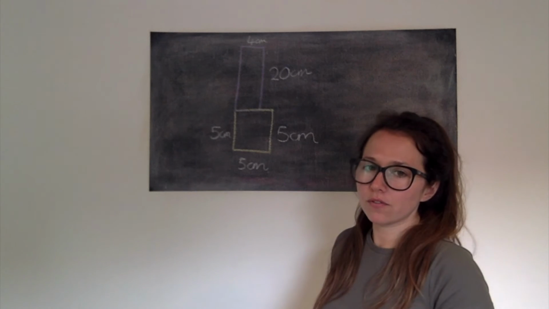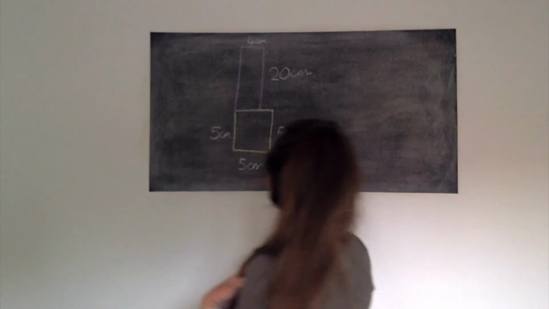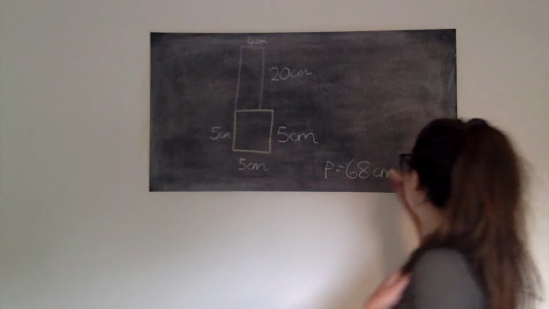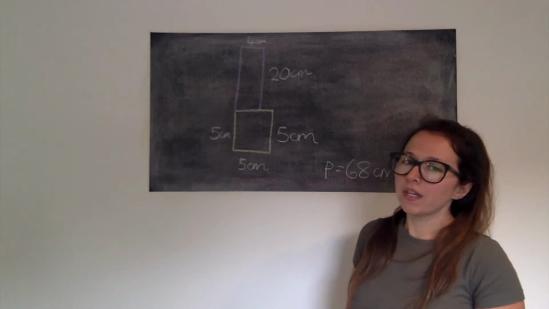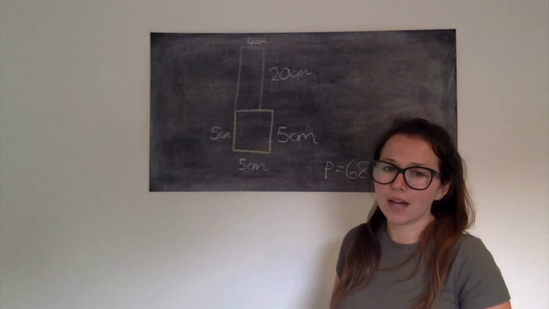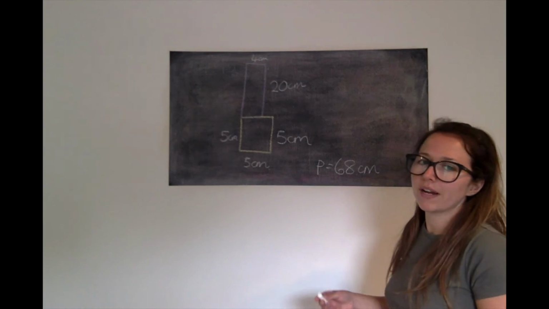Before I go through the answer of this, I want to tell you what I got. I got the answer of 68 centimetres. I think the perimeter is 68 centimetres. I wonder if you got the same. If you did, I'll let you into a clue. That's incorrect. So see if you can spot what I did and why it's wrong. So let's start off with my incorrect answer.